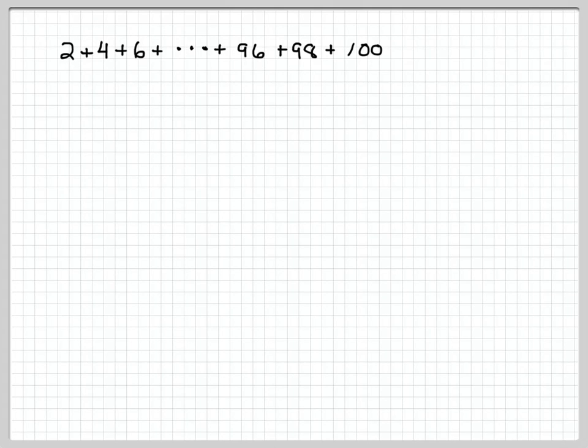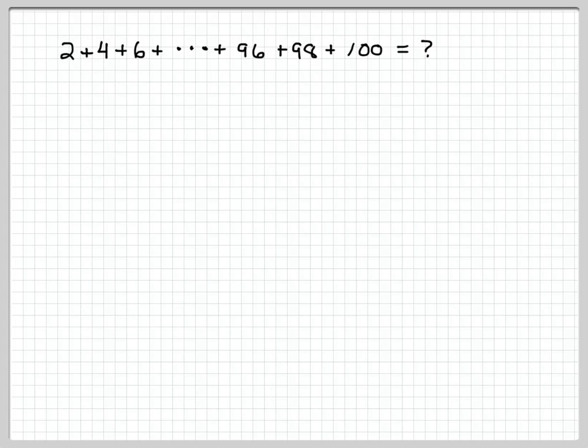Hey everybody, in this video we're going to look at a series. A series is when you are adding together an entire sequence of numbers. So for this particular series, we've got our terms that are going 2, 4, 6, 8, and so on, all the way up to 96, 98, 100. Now we want to know what the sum of all of this is. What value do we get when we add all of this up?